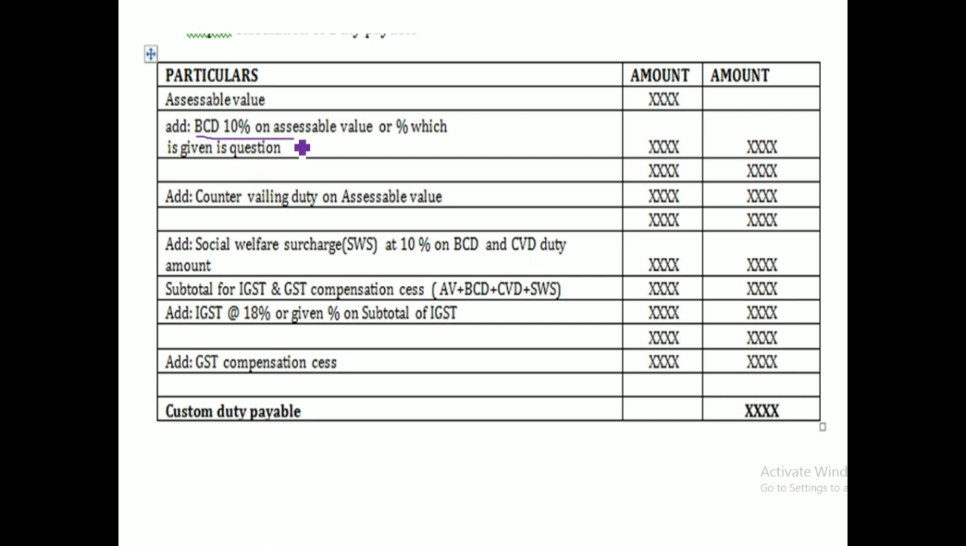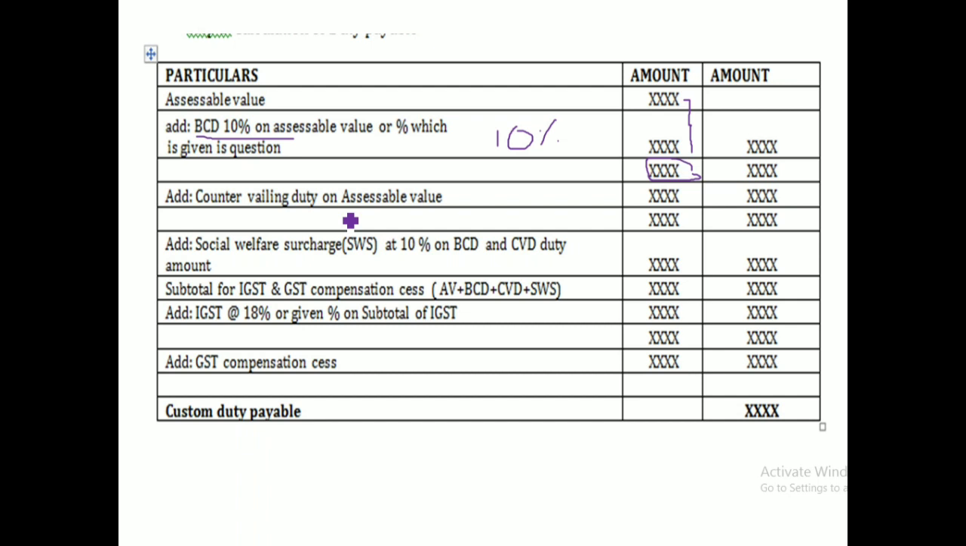The standardized rate is always 10%, or the percentage given in the question; we just need to consider it based on the basic custom duty. On the assessable value, we calculate 10%, or the rate specified in the problem. Next, after adding these two, on whatever value we get we calculate the countervailing duty, otherwise called anti-dumping duty.